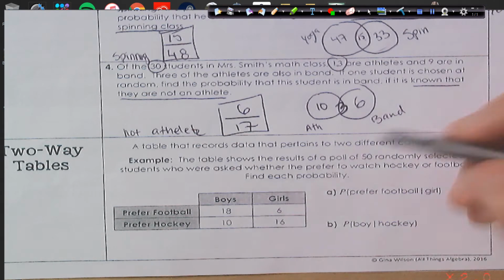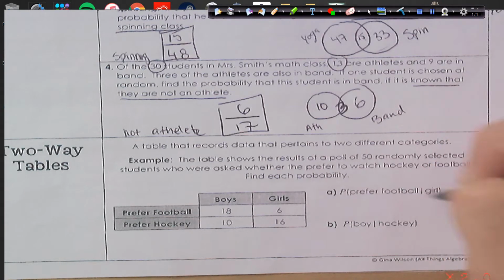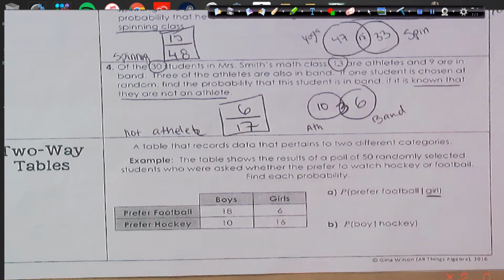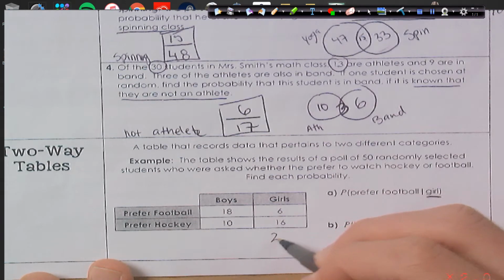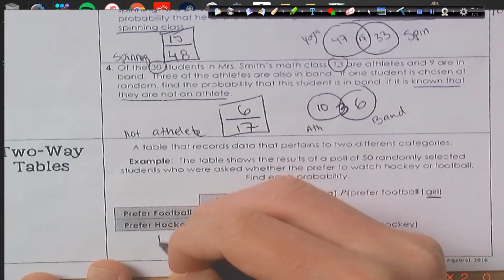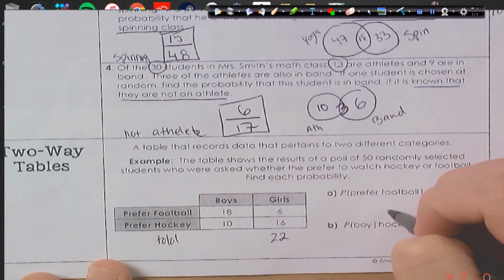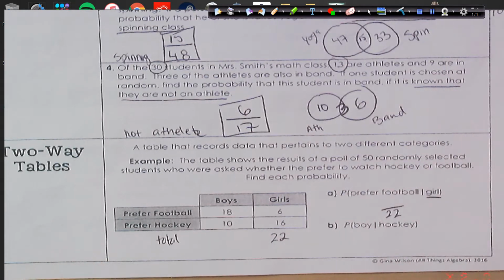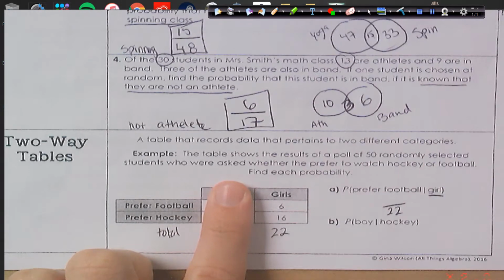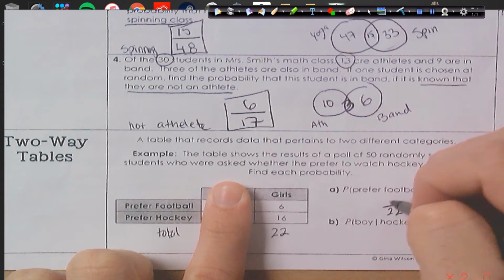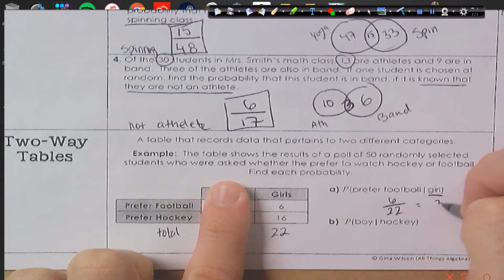Okay. So prefer football given they're a girl. So given they're a girl, we have to only look at the girls. So if we total up the girls, that's 22 girls total. So of the girls, we're not even looking at the boys. We don't care about the boys. Which prefer football? 6 of them. We can reduce that to 3 over 11.